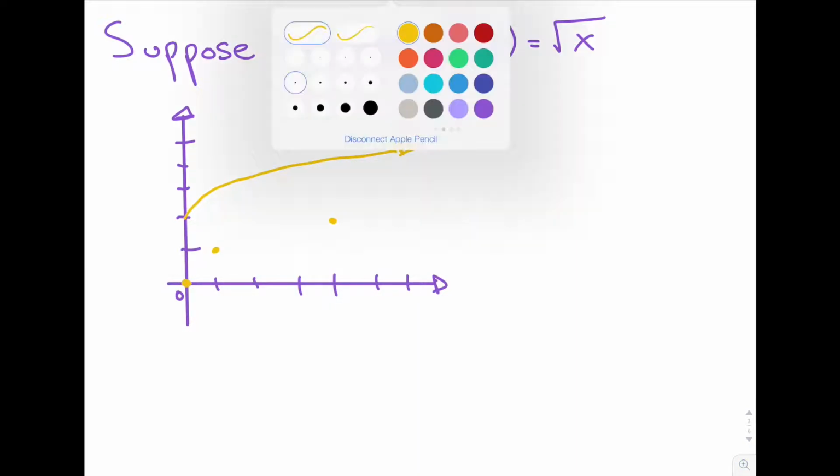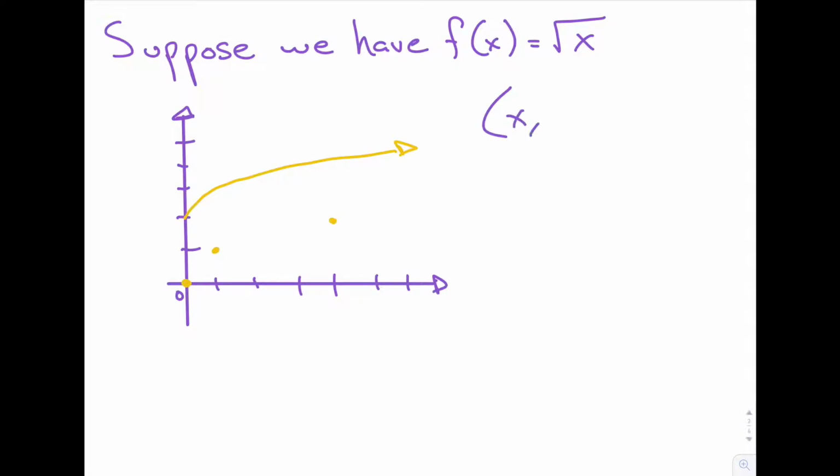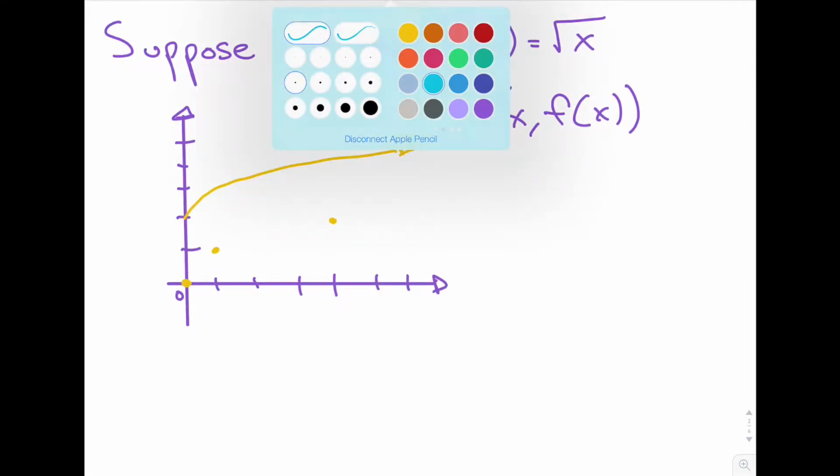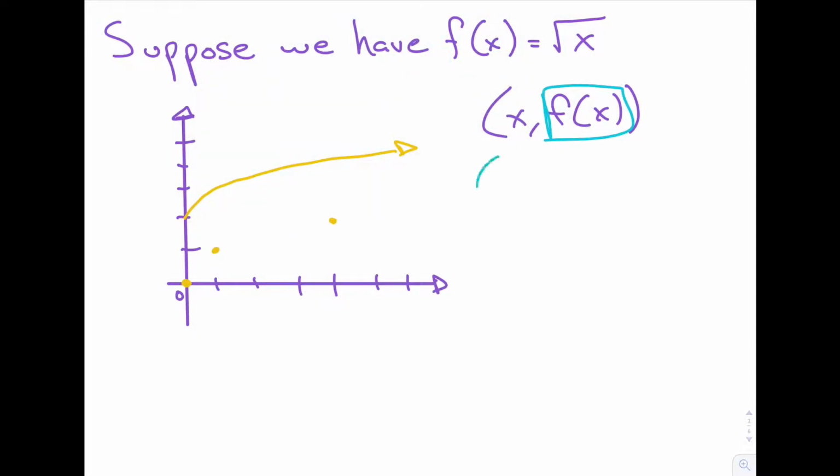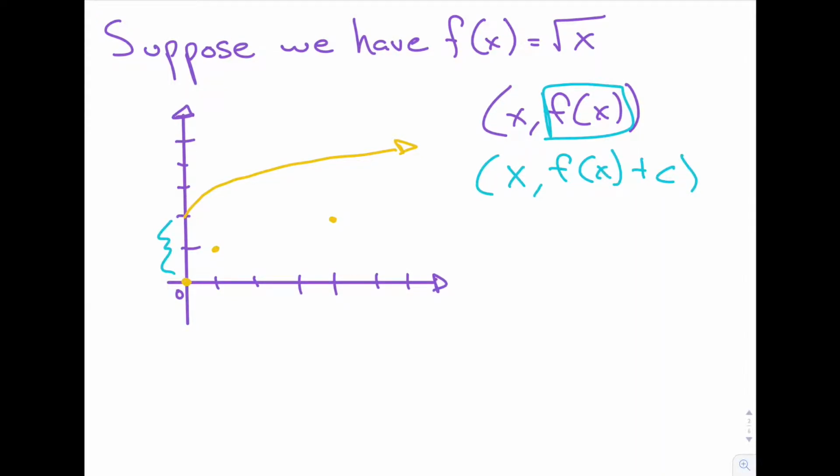In other words, I could grab every coordinate pair x, f of x, and change all of the f of x's. So now we have x, f of x, plus or minus some number, let's say c. So in this case, it's going to be plus because we're adding some positive number to move it upwards. Like in our graph here, we started at the y value 0 at the point 0, 0, and then we added 2 to the y value, so now we're at 0, 2. 0, 2 is this point.